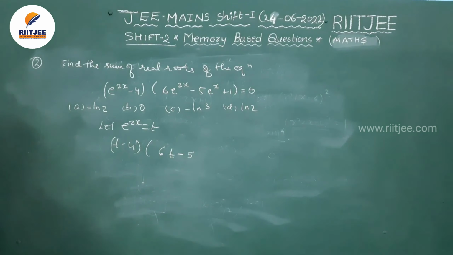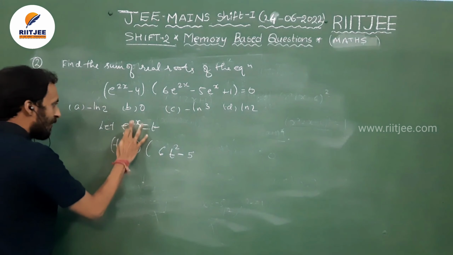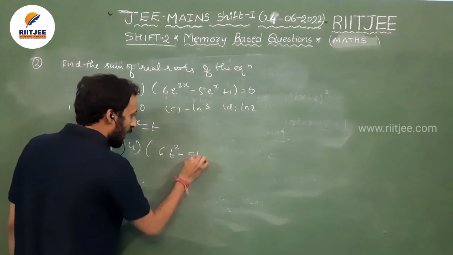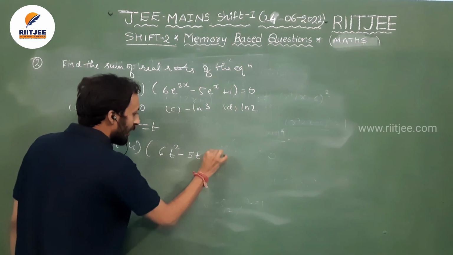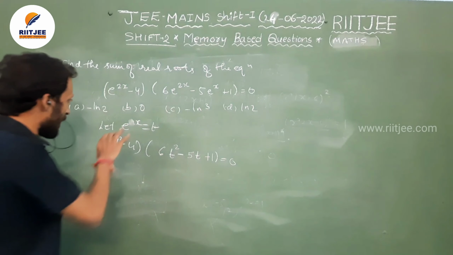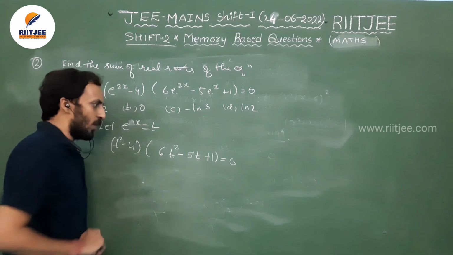Now what will it be here? It will be 6t square. I have written e to the power x equal to t, so this is t square minus 4. Now this is 6t square minus 5t plus 1 equal to 0. Many students have marked e to the power 2x equal to t, right? But we should not do that. Why? If we take e to the power x as t, only then will our equation become quadratic.